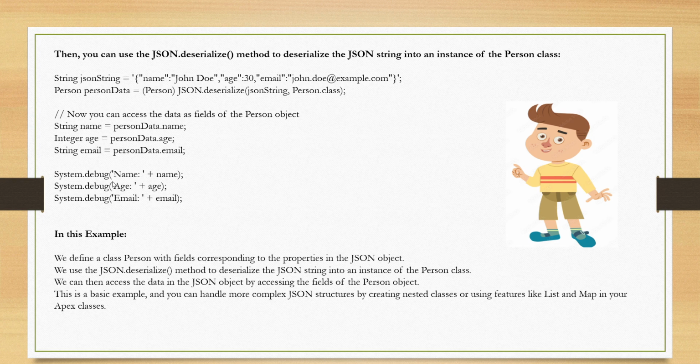So in this example, we define a class Person with fields corresponding to the properties in the JSON format. We can use the JSON.deserialize method to deserialize the JSON string into an instance of the Person class. We can then access the data from the JSON by accessing the fields of the person object.